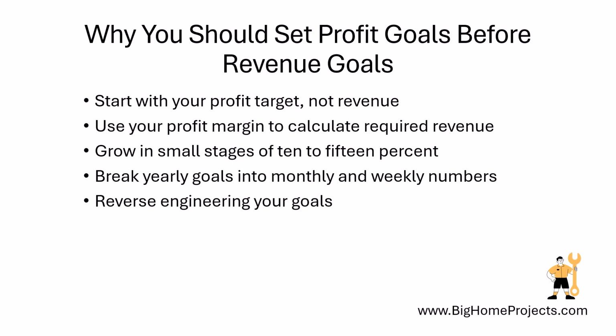to get there. Something most business owners never learn is that growth should be measured in stages of about 10 to 15% increases at a time, because jumping too fast without the systems or staff to support it is one of the fastest ways businesses collapse. Write your goals down on paper, break the yearly number into monthly numbers, and then break those into weekly numbers so it feels achievable instead of overwhelming. This is called reverse engineering your goals, and almost nobody teaches it this way in school.